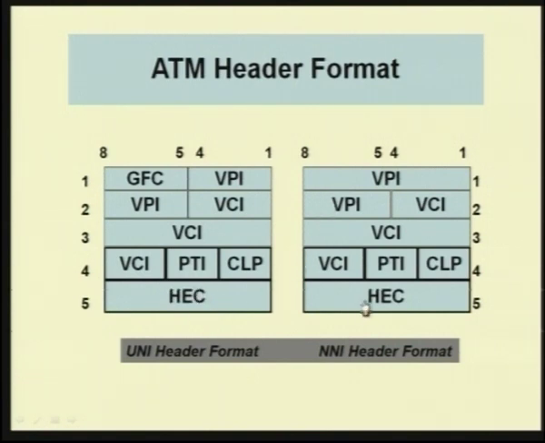In the NNI format, almost all these fields remain the same, except that the VPI now, instead of being 8 bits, uses 8 plus this another 4 over here, 12 bits. So, the 4 bits of GFC that you had here become part of the VPI. This is why we said VPI may be either 8 bits, which is in this case, or 12 bits as in this case.